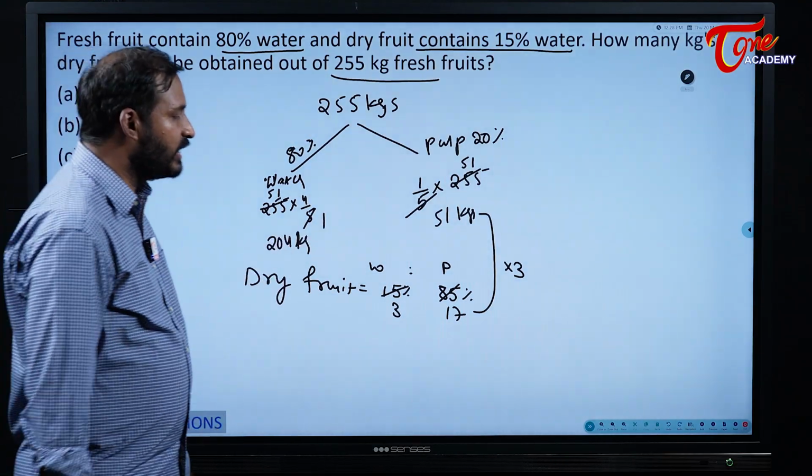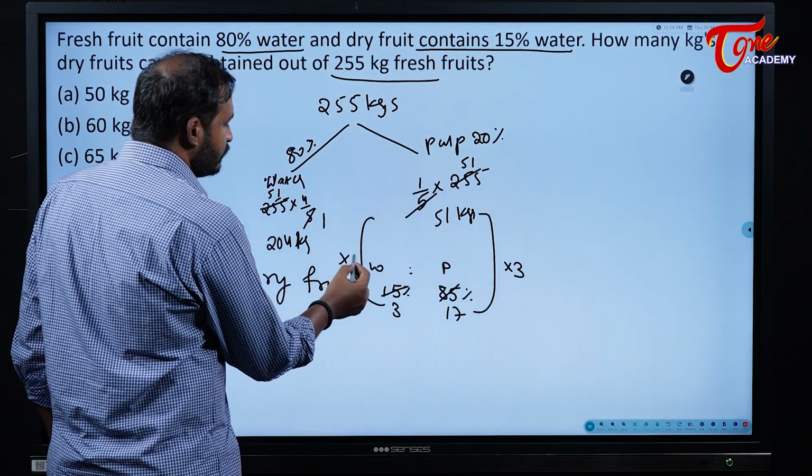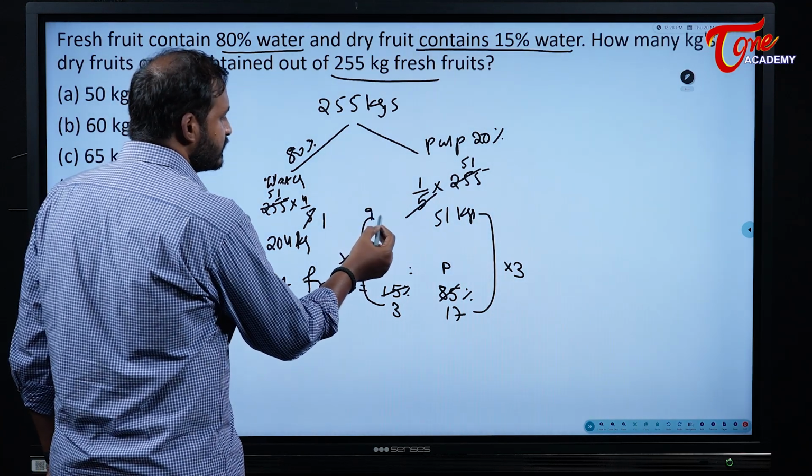So, 17 into 3 becomes 51. What is the water quantity I will have here? 3 into 3, the same multiplier. You will have 9 kgs of water.